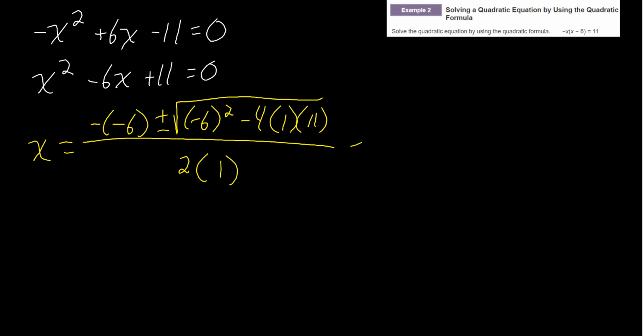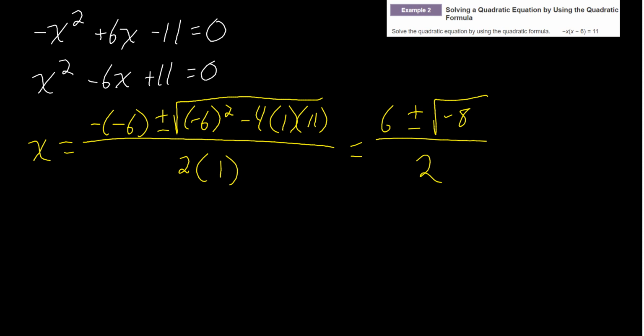Right, and then doing this arithmetic, we end up with negative negative 6, which is 6 plus or minus... Well, negative 6 squared is 36, and this is very unfortunate because it's 36 minus 44, because negative 4 times 11 is negative 44. Well, 36 minus 44 is negative 8, so we're going to end up with the square root of a negative 8, and it's all over 2.